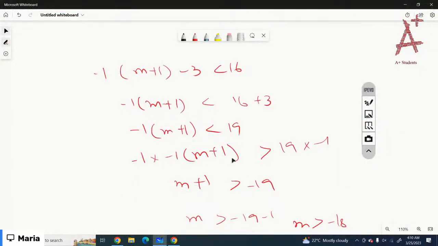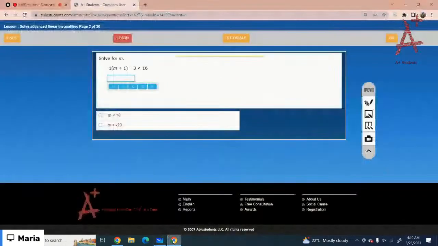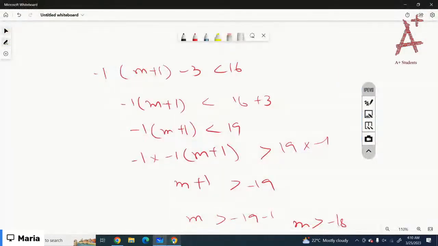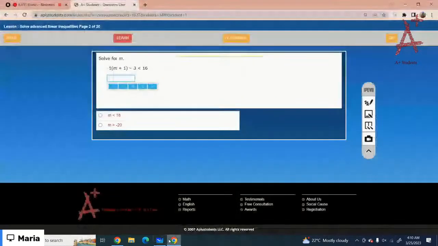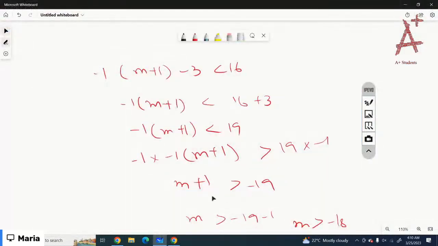M is less than negative 18, or just 18. Let me just see, when you multiply it with a negative sign. Okay, hold on. Let me do it again from here.